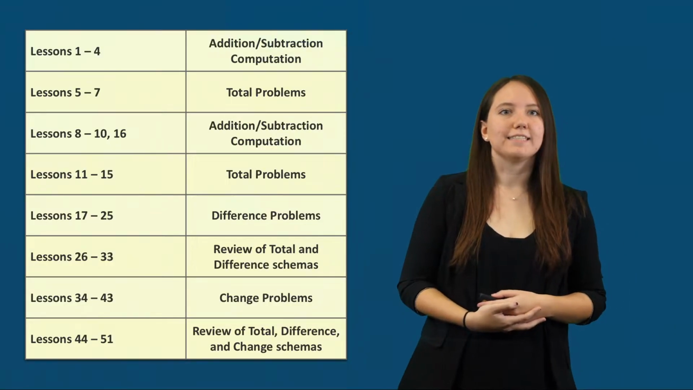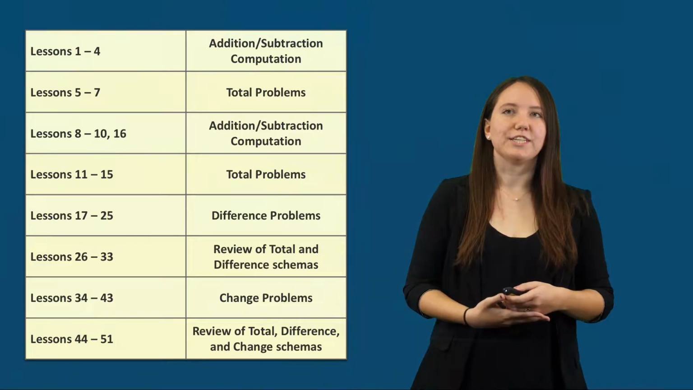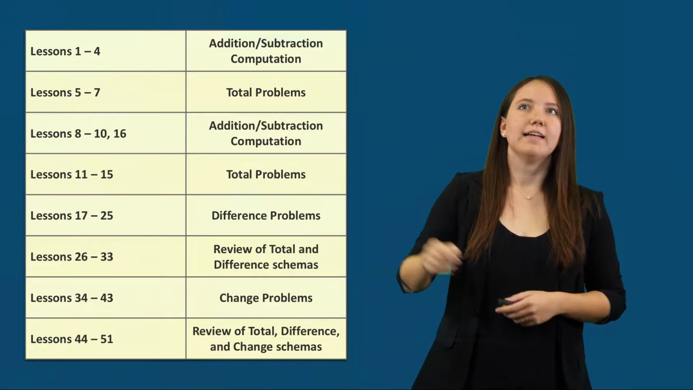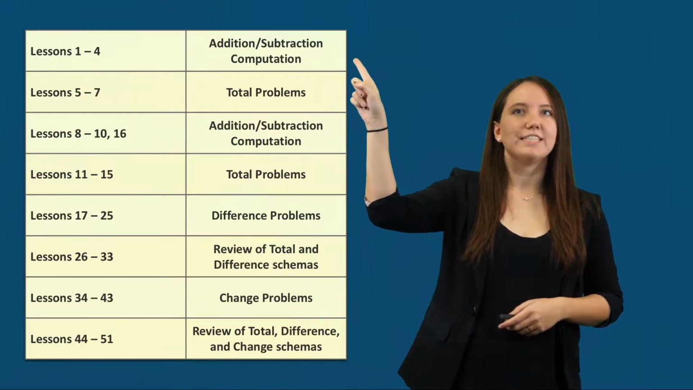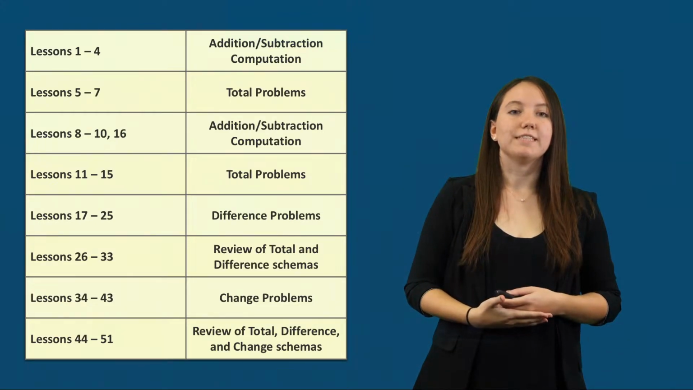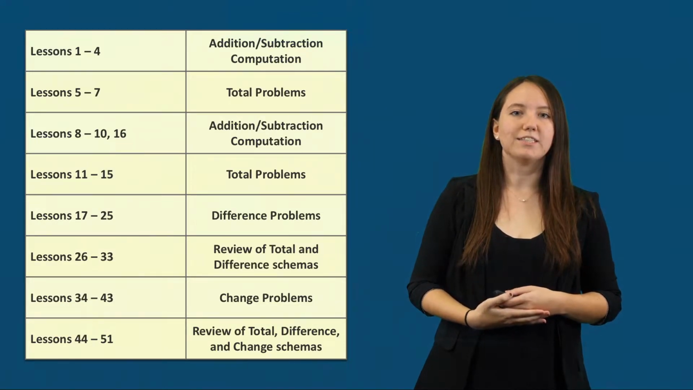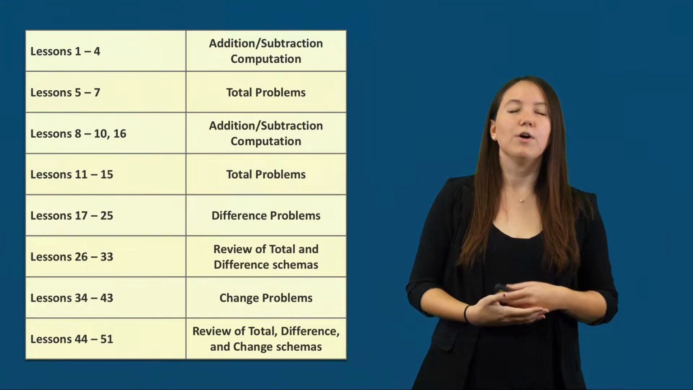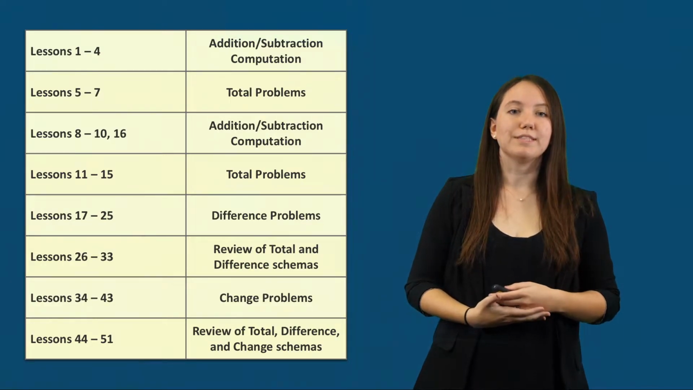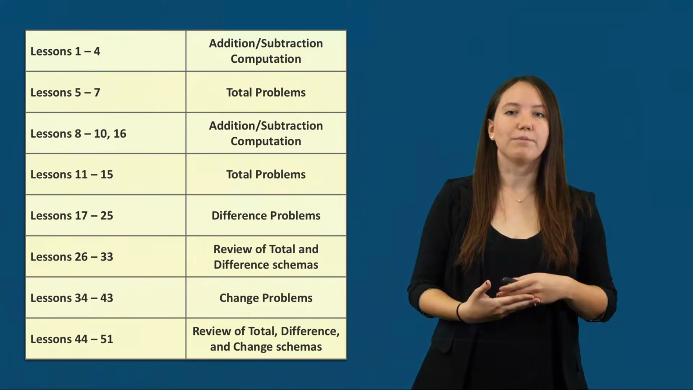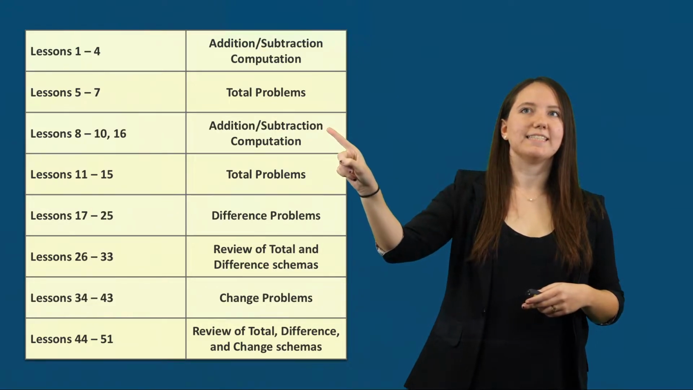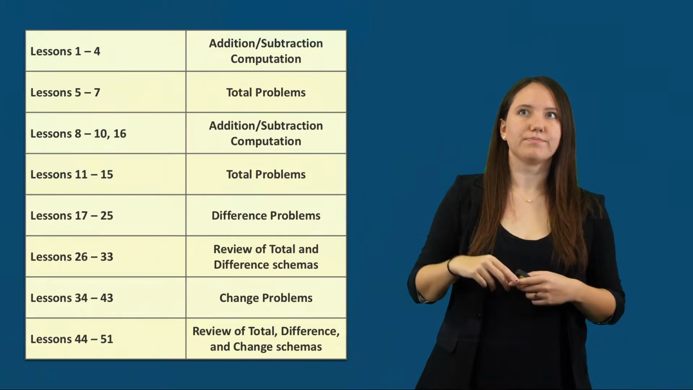So here we see the lesson schedule for the individual intervention. There are 51 different lessons throughout the intervention. Lessons 1 through 4 focus on addition and subtraction computation. Oftentimes, students with math difficulties struggle with fluency in regrouping and require remediation of these skills to ensure correct computation when solving word problems. So, in our intervention, students learn explicit strategies to support addition and subtraction computation in these lessons, which you see here in lessons 1 through 4, and again in lessons 8 through 10 and lesson 16.